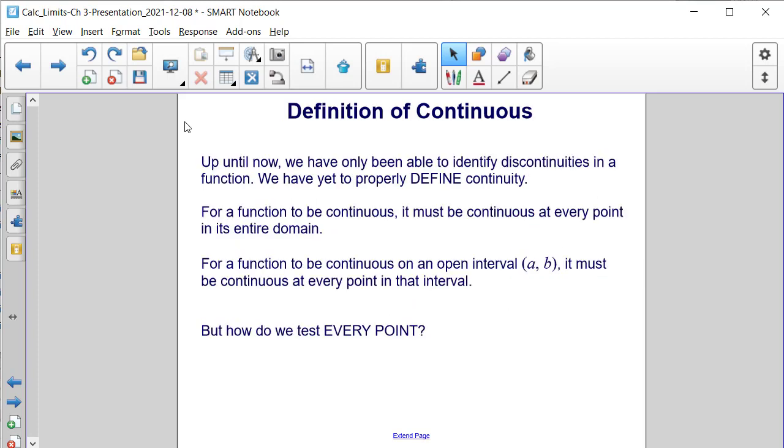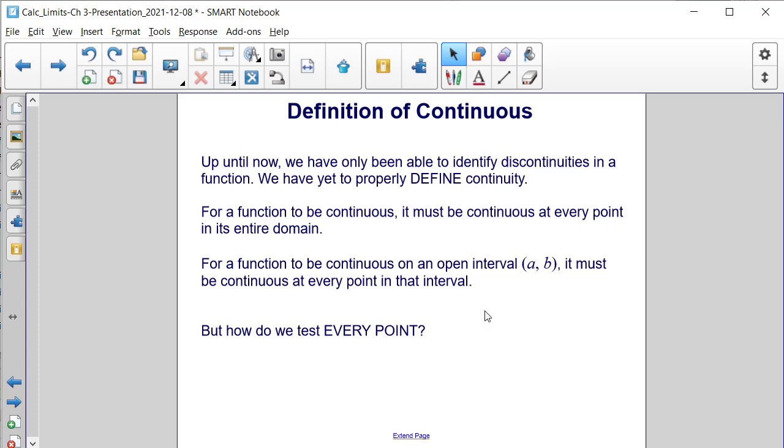Up until now, we have only been able to identify discontinuities in a function. We have yet to properly define what continuity is. For a function to be continuous, it must be continuous at every point in the function's entire domain. For a function to be continuous on an open interval, say from a to b, it must be continuous at every point in that interval.